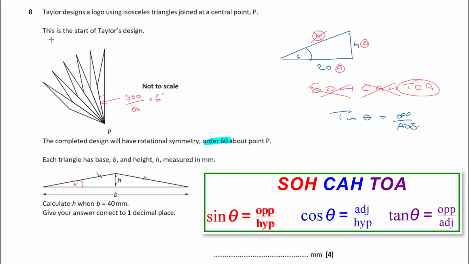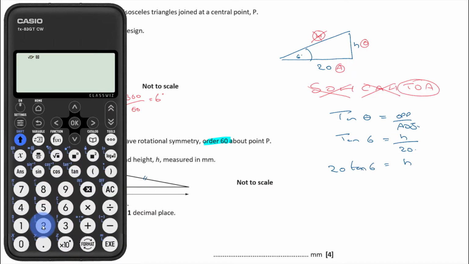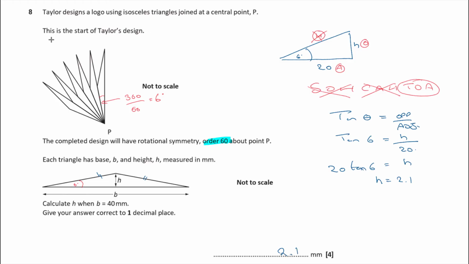Okay, and we worked out that the angle is 6 degrees. So tan 6 is equal to the opposite, which is H, the thing we're trying to find, divided by the adjacent, which is 20. So the height is going to be 20 tan 6. And what's 20 tan 6? That comes out to be 2.1-ish. So that's 2.1 to the nearest decimal place. So that's my answer, 2.1.